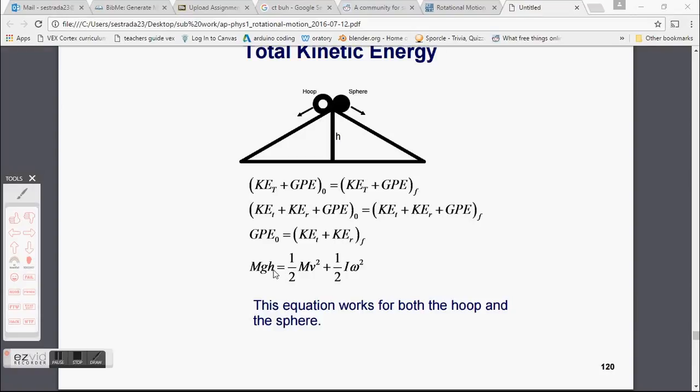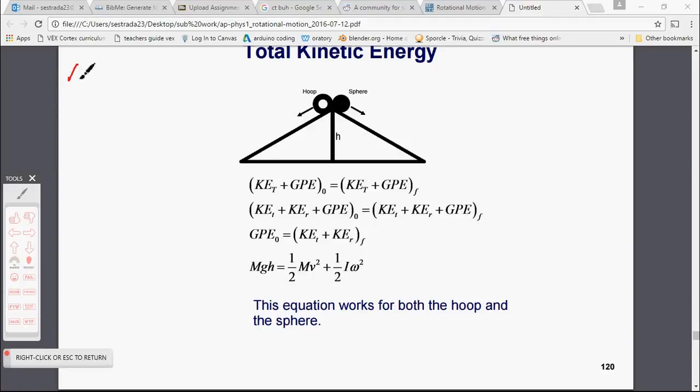So we have mgh equals 1/2 mv squared plus 1/2 Iω squared. If they ask you to find the velocity right here in the middle, then we could stop right here, because right here in the middle of the ramp there's still potential energy and kinetic energy on both ends. So let's see why, using energy, the sphere is going to have a greater velocity.